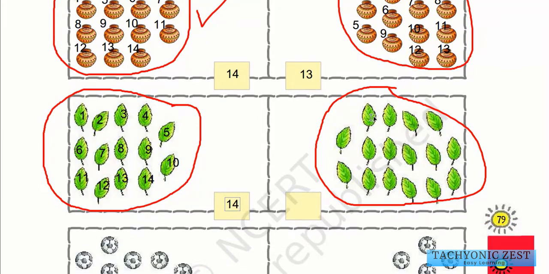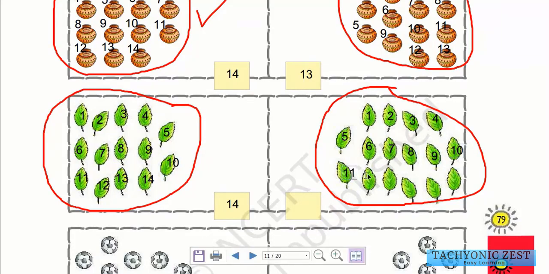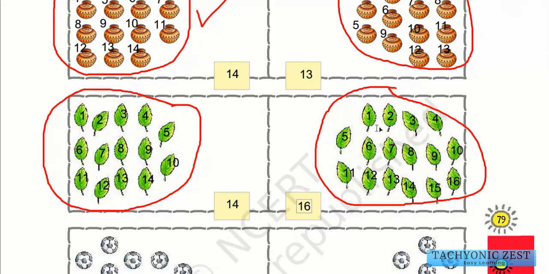Let us count the number of leaves in this group and let us see which group is actually bigger. Okay, so 1 2 3 4 5 6 7 8 9 10 11 12 13 14 15 16. So we have total 16 leaves in this group. So now in this group we have 14 leaves and in this group we have 16 leaves.